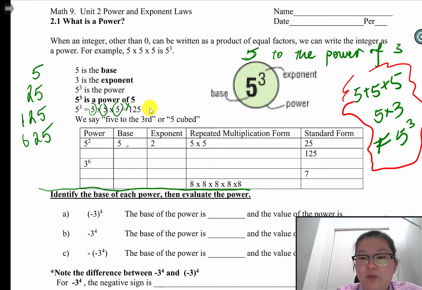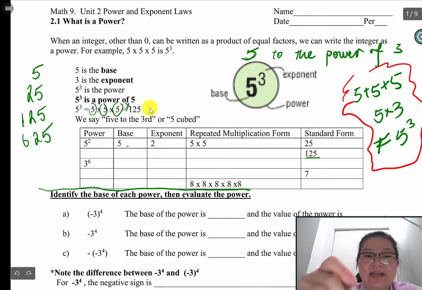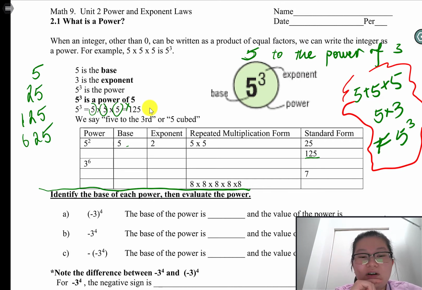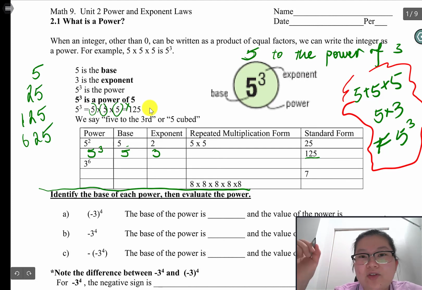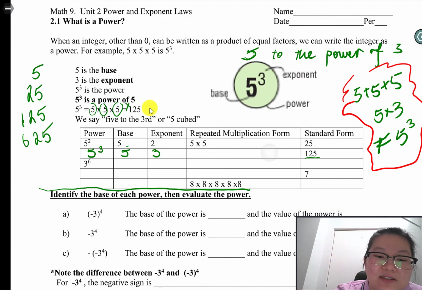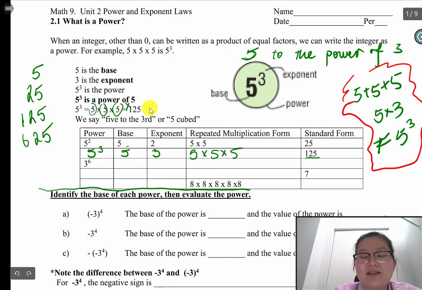Next one, we have 125, which is shown here in our first example. So we just go ahead and fill this out. This is 5 to the power of 3 with a base of 5 and exponent of 3. So if I want to write this as a multiplication sentence, this is 5 times itself 3 times, just like the above. And putting that into the calculator would be 125 if you haven't memorized. I'm just kidding. Don't have to memorize it. Okay, next up is 3 to the power of 6.